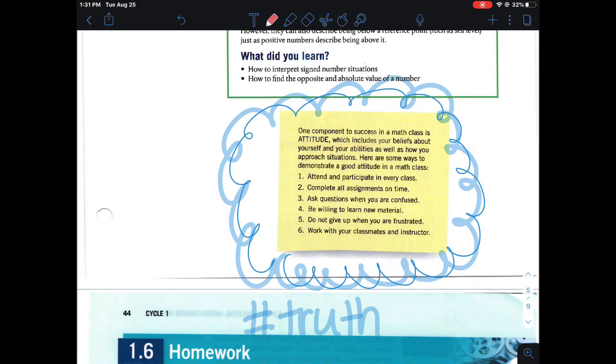Be willing to learn new material. I know that some of you totally don't care anything about atoms or ions. Neither do I. But sometimes it's fun to learn new things. Don't give up when you're frustrated, and work with your classmates and instructor. So if you want to reach out to any of your classmates or to me to work together, it'll help you feel a little bit more invested in the class.